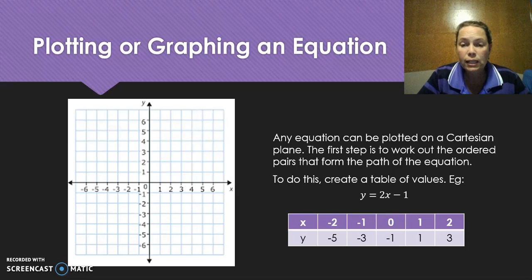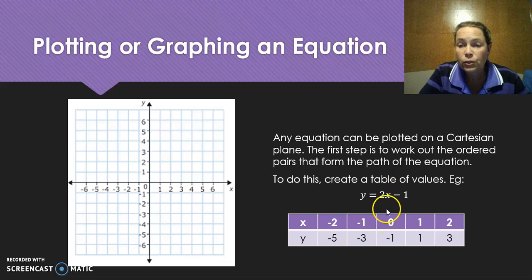So let's take the x value, -2, and let's find that mouse again. There it is. So we're doing x equals -2. To find our y value, we substitute in. So 2 times -2 instead of x, 2 times -2 is -4, minus 1 gives us -5. When x is -1, 2 times -1 gives us -2, minus 1 gives us -3.